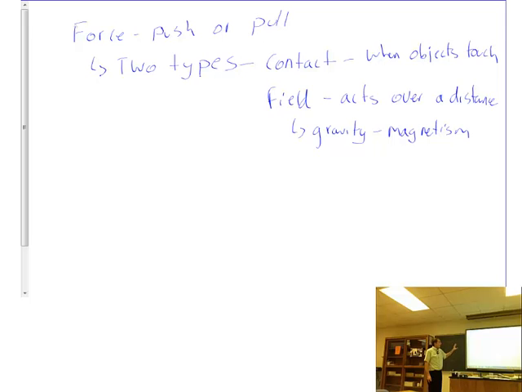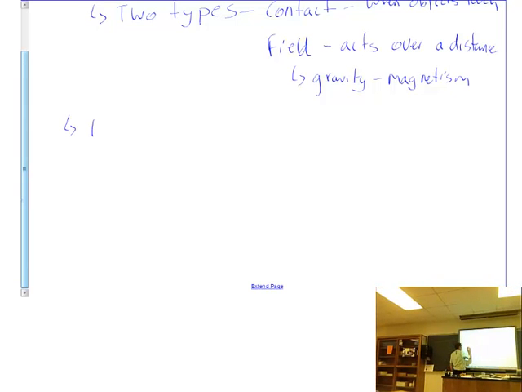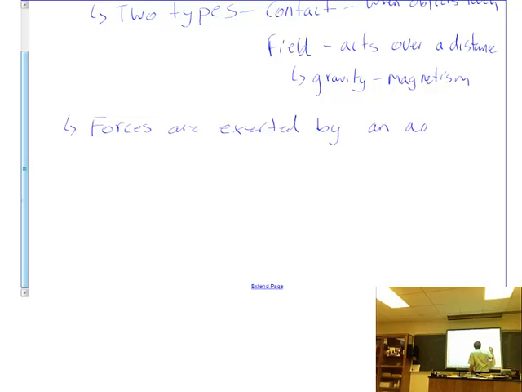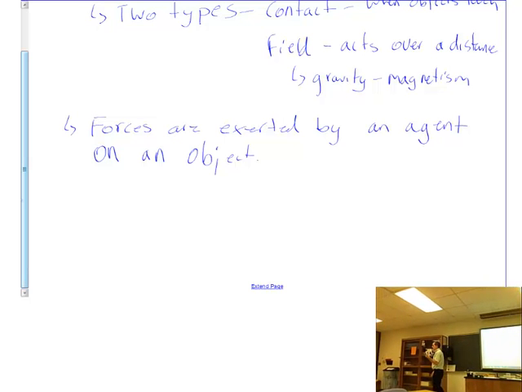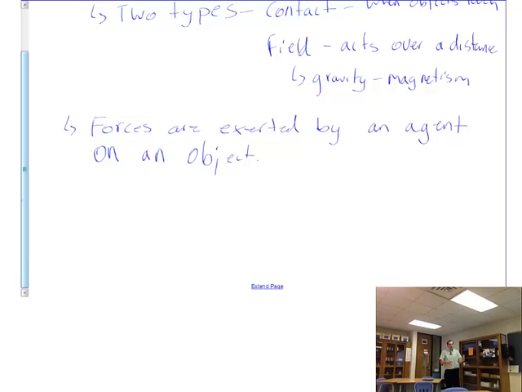But it doesn't matter what you're dealing with. If you're dealing with a force, there's always two things involved. Okay, those are the agent and the object. Okay? Forces are exerted by an agent on an object. Okay? That's important to keep in mind because there's always going to be two things that are occurring. And if you can figure out what's causing the force to be exerted, it makes the problem easier.